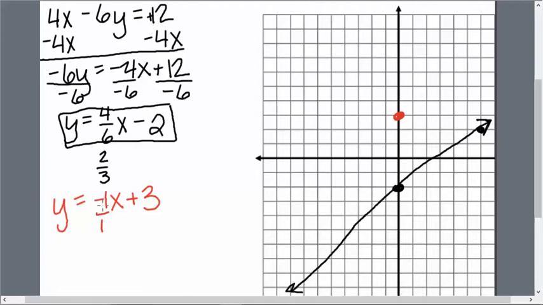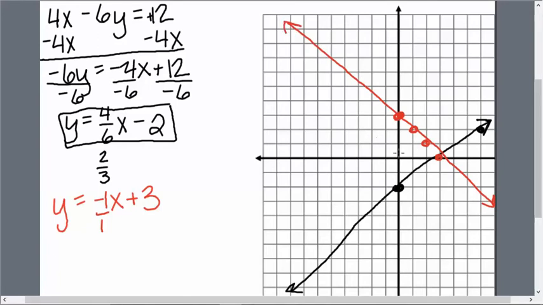This is saying down 1 and to the right 1. So from my dot, down 1, right 1. Down 1, right 1 as many times as you feel like making it. And then as long and as straight as possible, all the way to the edges of your graph.